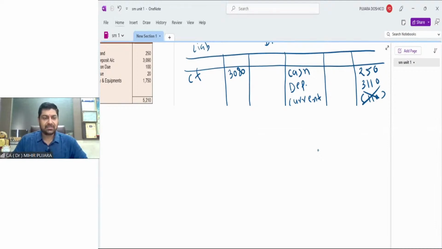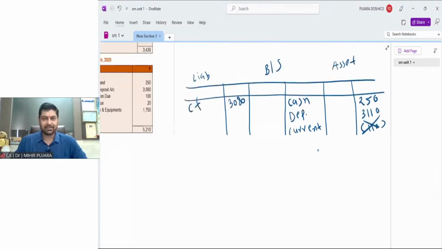Donation for tournament is a specific donation. It will be on the liability side.